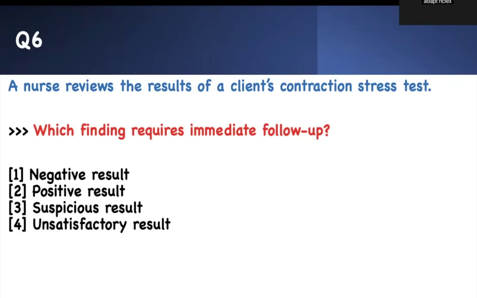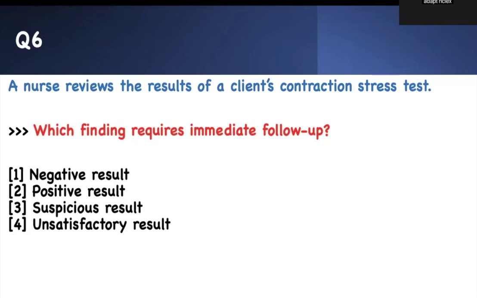Therefore, we're looking for immediate intervention if the baby's heart rate decelerates during contraction after we stimulate the mother. That's a bad problem. A negative test means the baby is not decelerating. A positive test means baby decelerates during contraction of the mother. Suspicious results, there's nothing about the results that is suspicious. It's either positive or negative, or reactive or non-reactive, right?